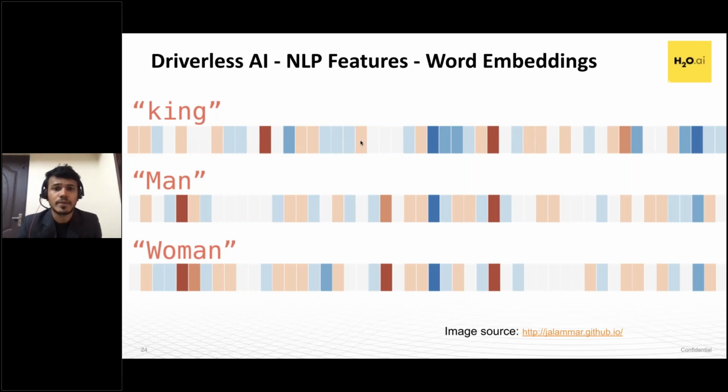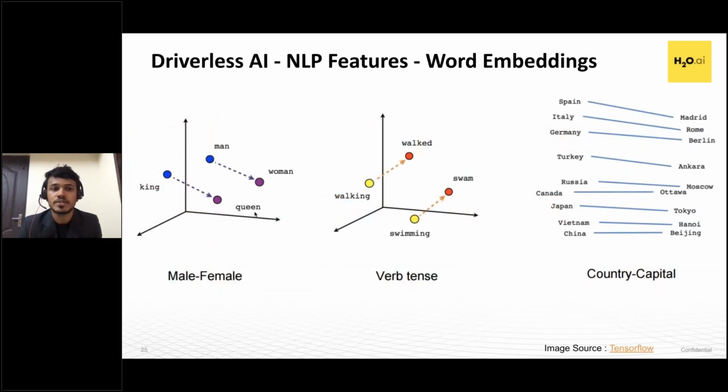When we put a heat map, it looks something like that. And the most interesting part is when we project these words in a multi-dimensional space, how it appears is quite interesting. So we see a lot of analogies like this. King is to queen is equal to man is to woman, walking is to walked is equal to swimming is to swam, and Spain is to Madrid is equal to Italy is to Rome.